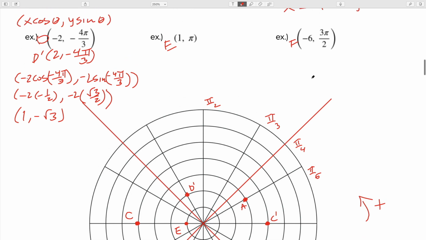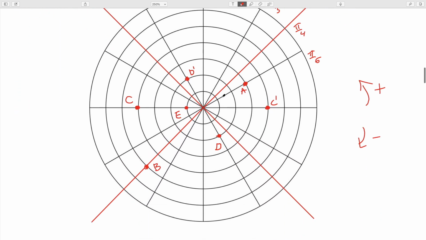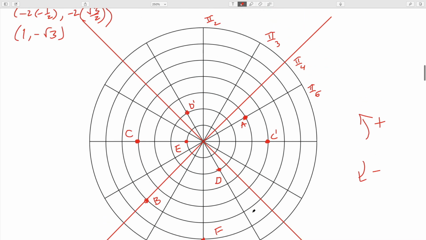All right, and this last one, again, I would just do F prime. So that's going to be a 6 comma 3 pi over 2. So let's go 3 pi over 2 and coordinate point. So that's going to be over here. So 1, 2, 3, 4, 5, 6. That's F. And now, again, reflecting the negative is not really going to change, but when I reflect this, it's just going to be up. So that's his F prime. So then 1, 2, 3, 4, 5, 6. And that's going to be your point F. Okay, so that's how that kind of works.